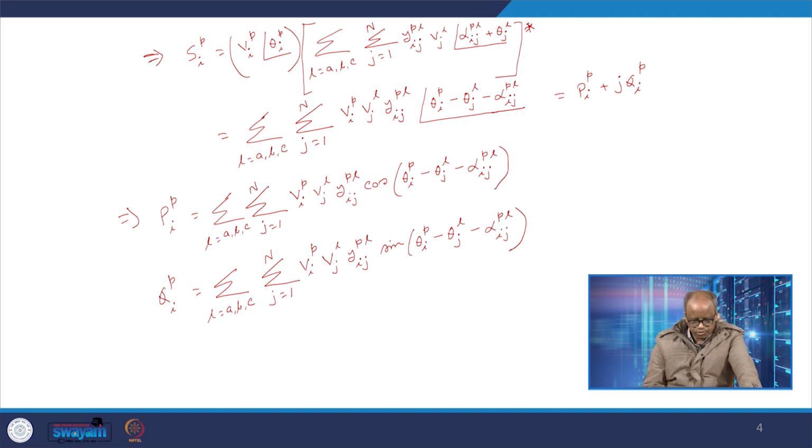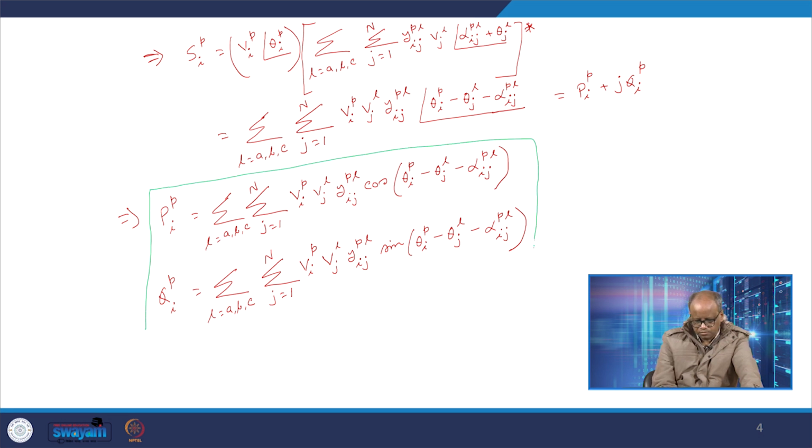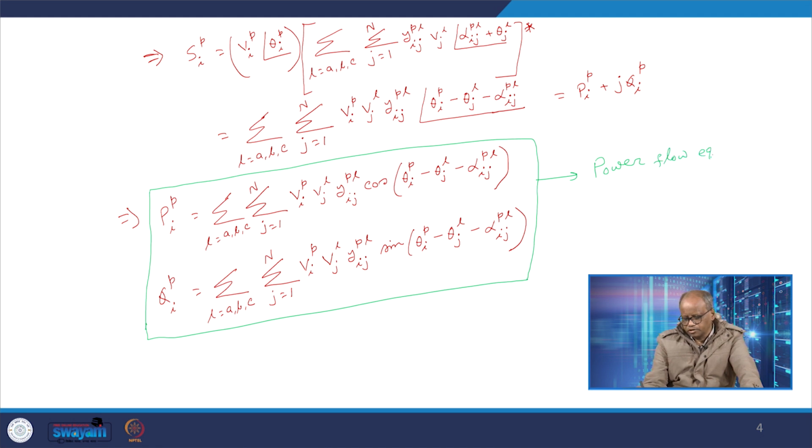So this is it. These are the expressions. These two expressions are called power flow equations in three-phase system.